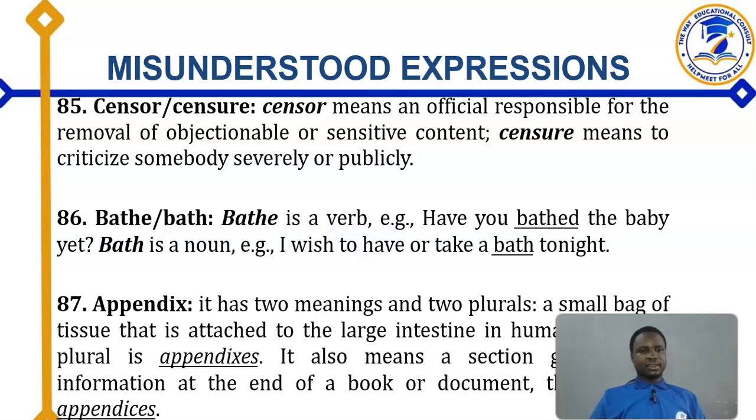You have appendix. Take note of the spelling. It has two meanings, and each of the meanings has its own plural. For instance, when you refer to a small bag of tissue attached to the large intestine in the human body, the plural is appendixes, X-E-S, just add E-S to appendix. Are we together? But when it means a section of a particular work giving extra information at the end of a book or document, the plural is appendices, like C-E-S.